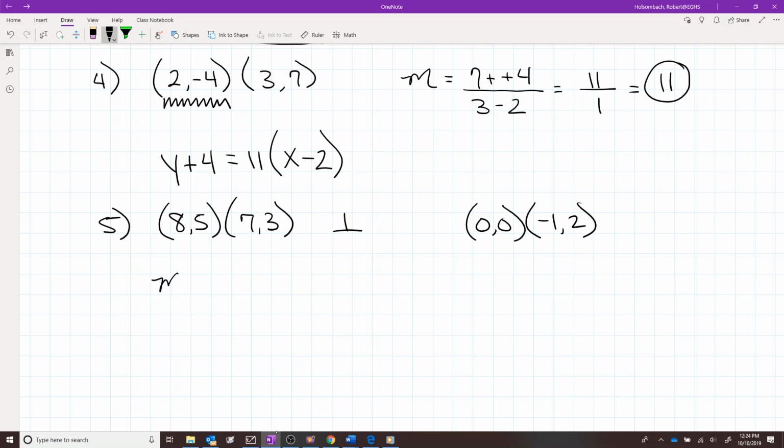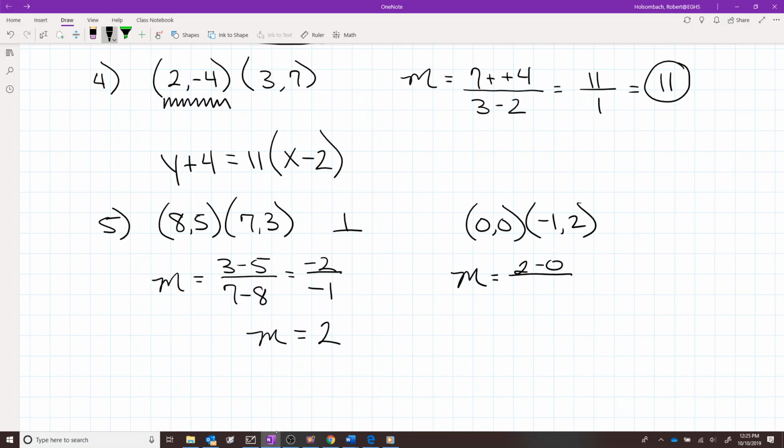So the slope of the first line is going to be equal to 3 minus 5 over 7 minus 8. And 3 minus 5 is negative 2 over negative 1, which simplifies to positive 2. The slope of the first line is positive 2. The slope of the second line would be 2 minus 0 over negative 1 minus 0. 2 minus 0 is 2. Negative 1 minus 0 is negative 1. That would simplify to negative 2.